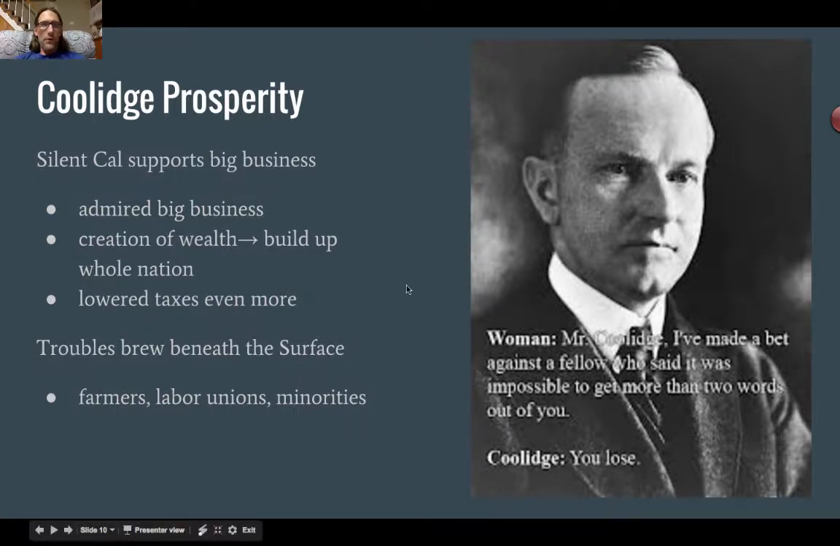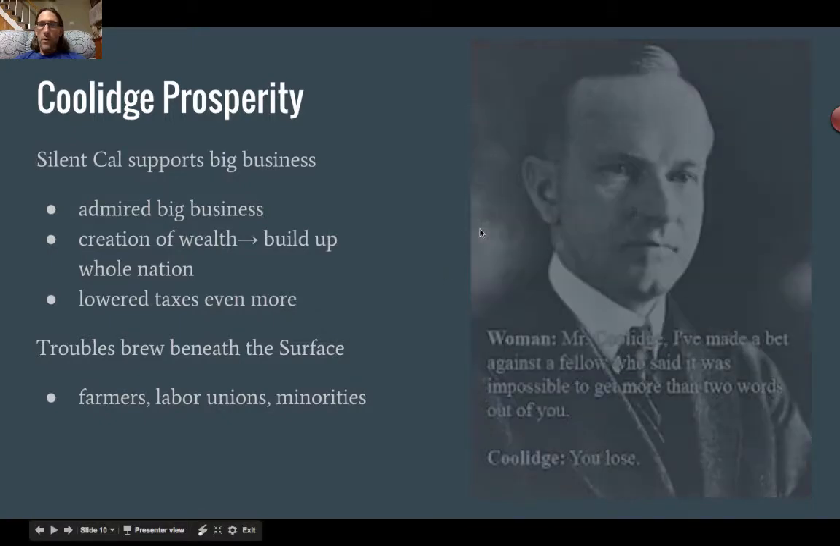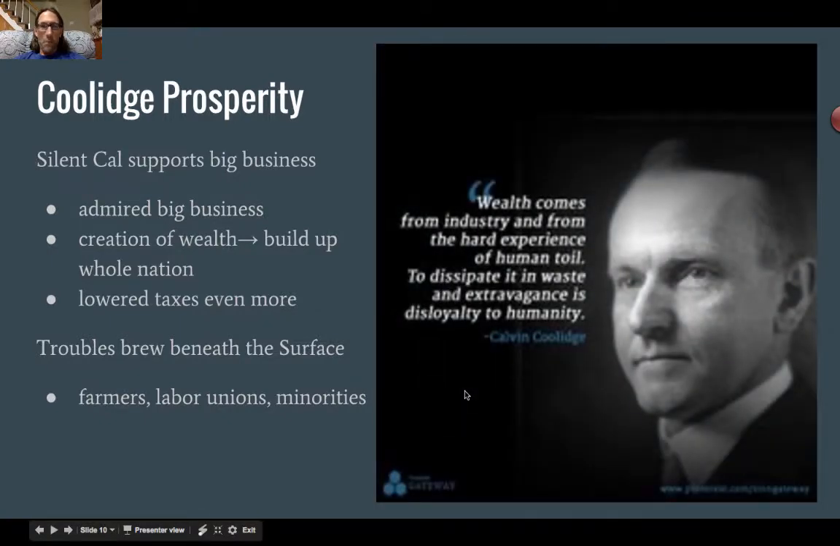But the other thing about Coolidge is he admires big business. He admires the efficiency of it. He really thinks that business leaders and business minds are what should be running America, and a creation of wealth in the wealthiest people will then build up the whole nation because it'll trickle down to people lower down. He's going to support a policy of lowering taxes even more. He's also famous for saying that businesses are a temple and the workers are the worshipers at that temple. So really there's this big, huge faith in what's going to happen.